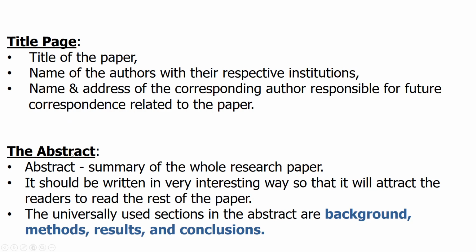The abstract is very important. It's a summary of the whole research paper. It should be written in a very interesting way so that it will attract the readers to read the rest of the paper. The universally used sections in abstract are background, methods, results, and conclusions. And again, I'll show you an example of that as we get later in the talk.